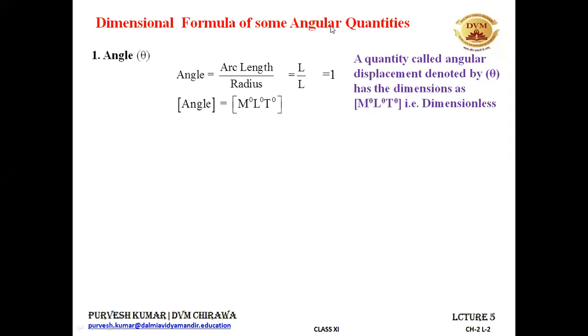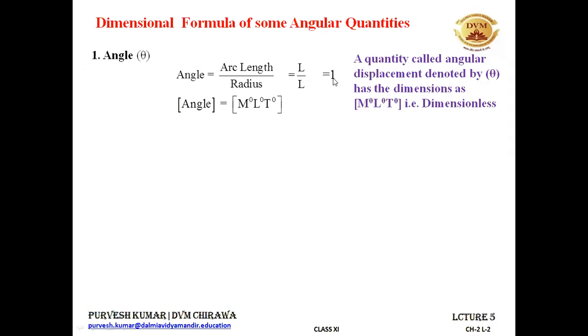First I have taken the angular quantities. In this, the first quantity is angle theta. Angle is given by this formula, arc length upon radius. Arc length has dimension L because it is some kind of length, and radius is also some kind of length, so it also has dimension L. When you solve it, L gets cancelled with L and you are left with 1.